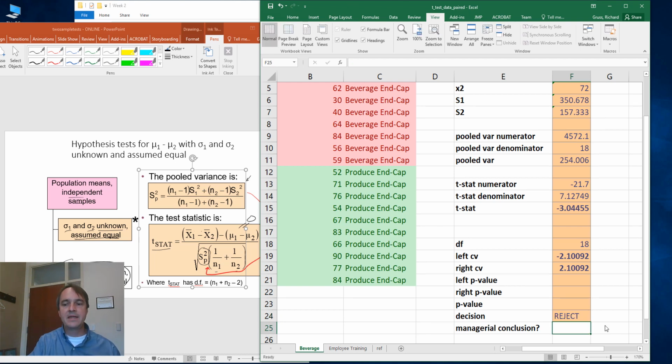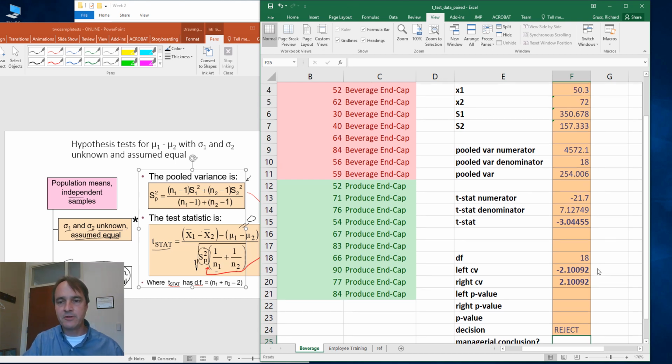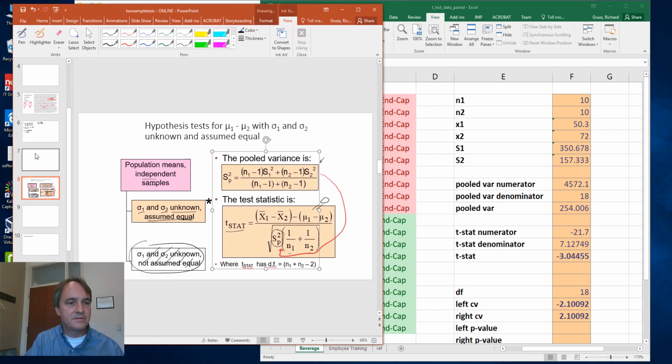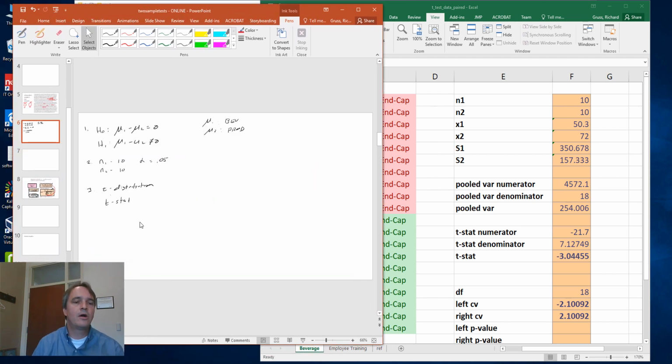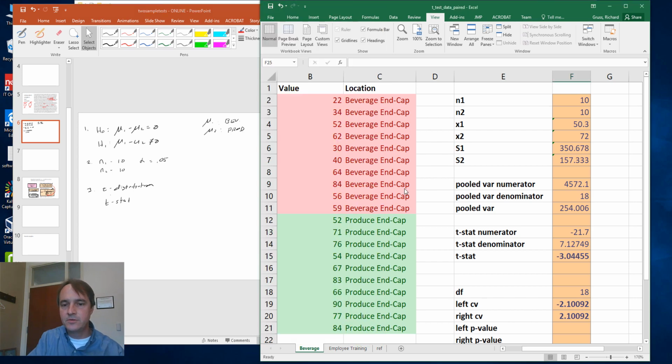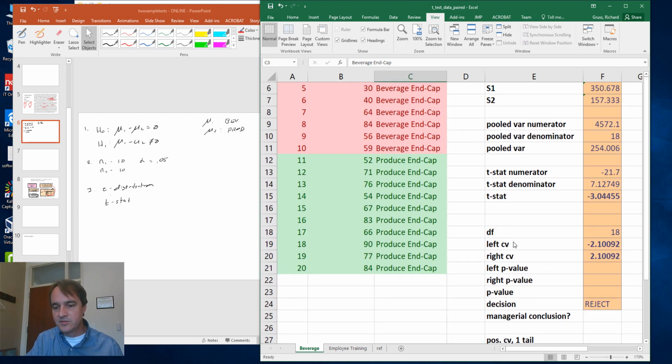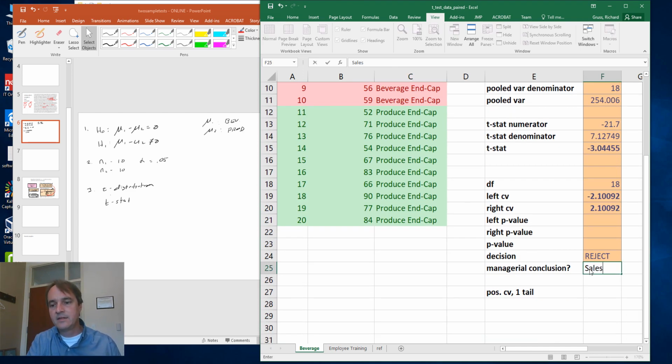Now, what's the managerial conclusion? Now is where we have to step back and remind ourselves what we were actually trying to figure out with this hypothesis test. Let's go back to our hypotheses. Our original null hypothesis was that mu1 minus mu2 was equal to 0. So basically our null was that the sales of these two are the same. So the sales of the soda are the same whether you put it on the beverage end cap or the produce end cap. And so the managerial conclusion then is that sales are not the same on the different end caps.